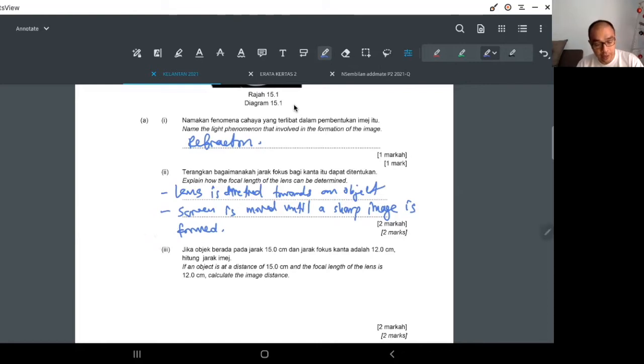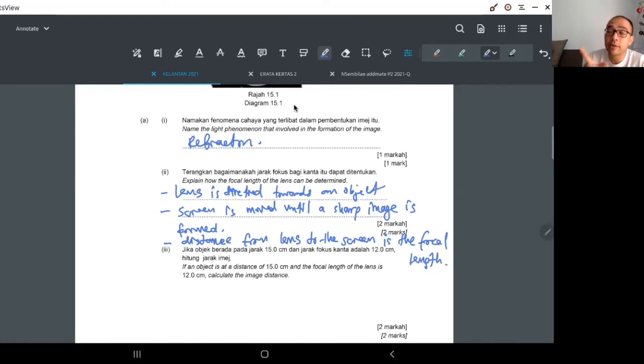Then after that, the distance from the lens to the screen is the focal length. Again, focal length is where all the light meets at that point, so you will get the sharpest image. Whether it is lens or mirror is the same. The best image will be formed at the focal point. So the distance from the lens to the screen is what is called the focal length.